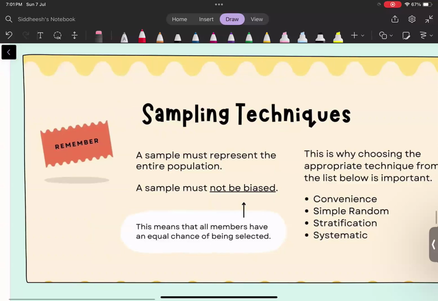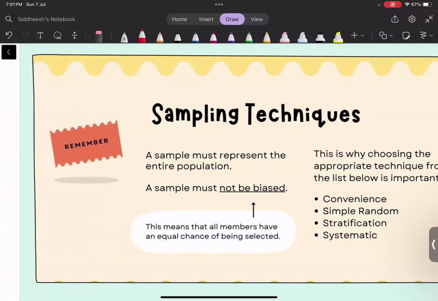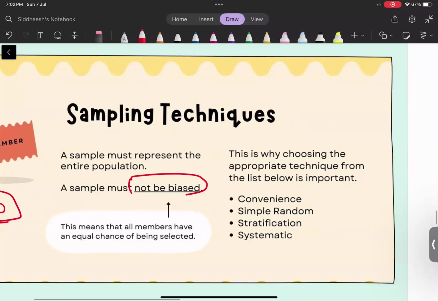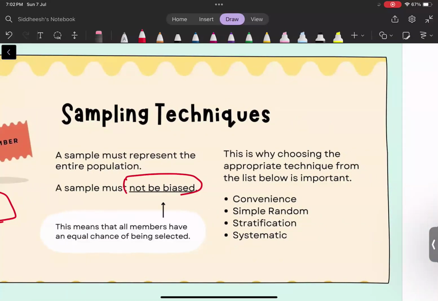Correct? Suppose I am doing one study. Recently, I gave a sample size of 1600 to an individual who was performing research on NAFLD in society. So he got around this much sample size, 1600. So this 1600 represents the entire population of NAFLD. That is why it is very important to find the sample size and it should not be biased. Correct? Now, what techniques can we choose for sampling? The first is convenience, then simple random, then stratification and systematic sampling.